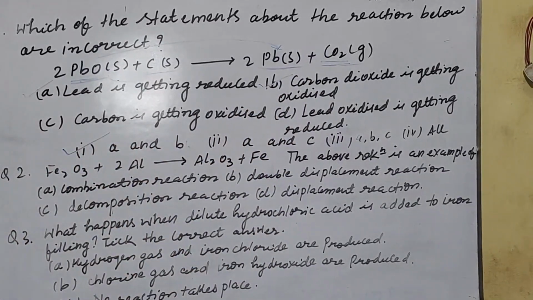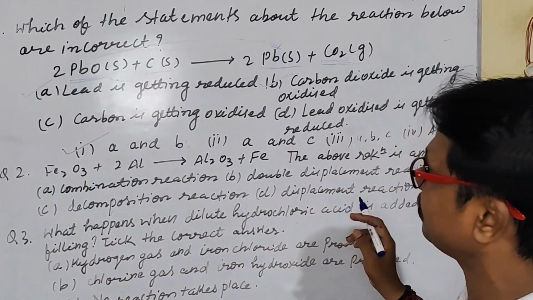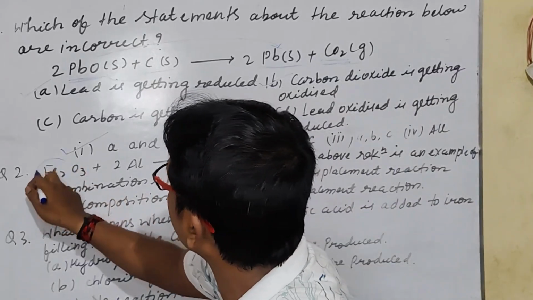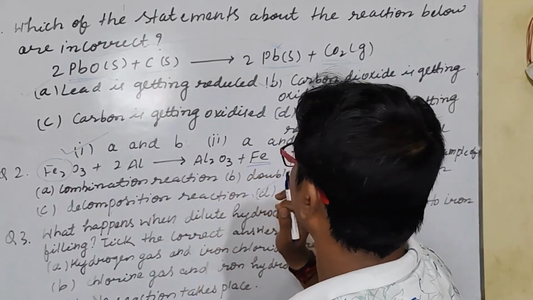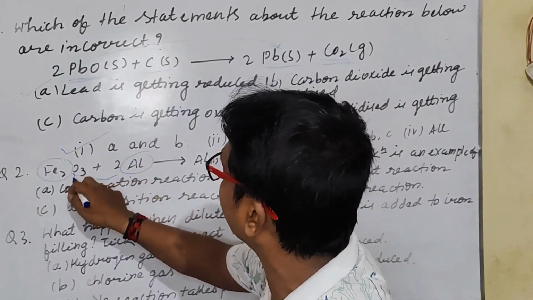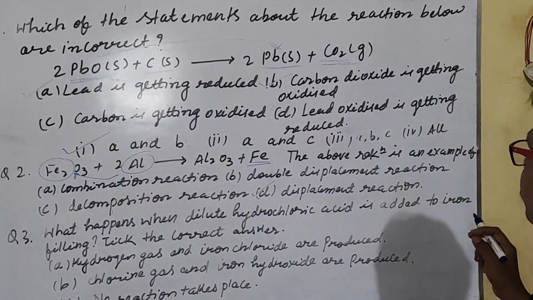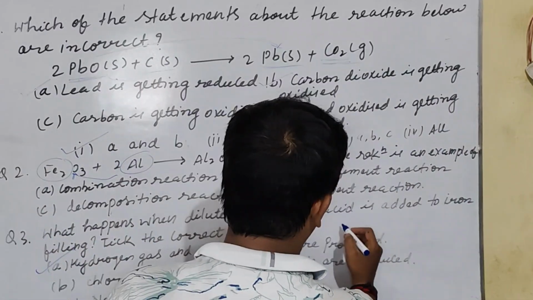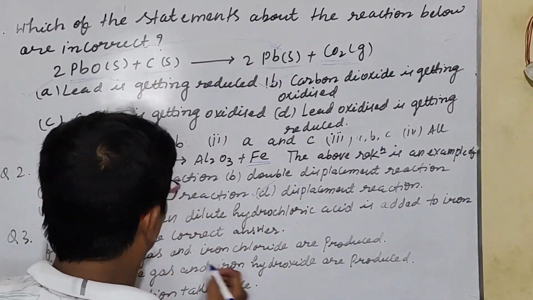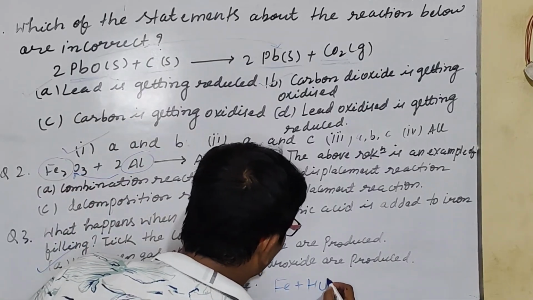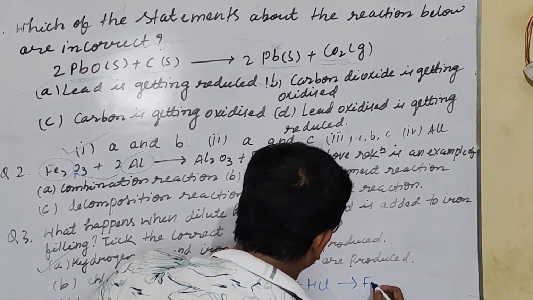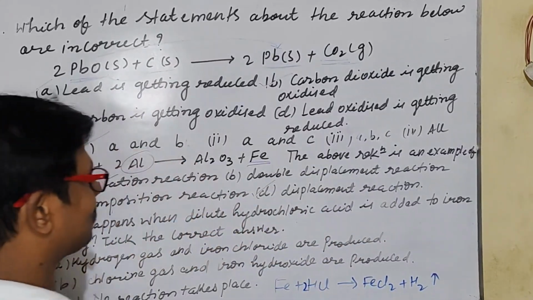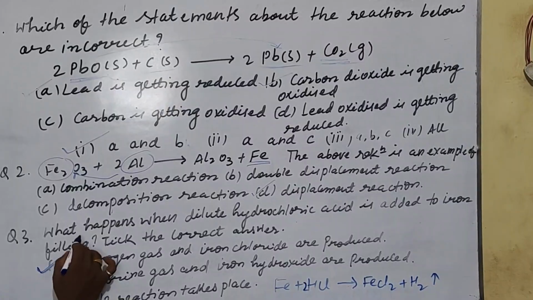Second is Fe2O3 plus 2Al gives Al2O3 plus Fe. The above reaction is an example of a displacement reaction, because Al displaces Fe, freeing it out, and Al combines with the O3. And the next is dilute hydrochloric acid added to iron filings, where hydrogen gas and iron chloride are produced. You can see the reaction: when iron filings are added to HCl, it gives FeCl2 plus H2 gas. So this is the reaction, guys. So my dear student, that is the first answer.